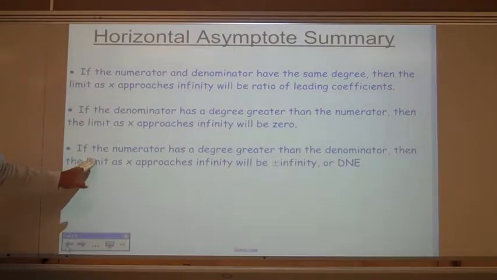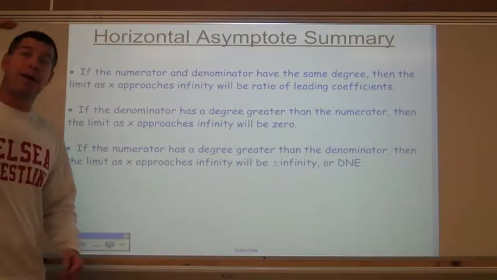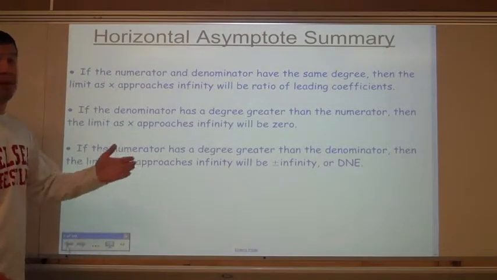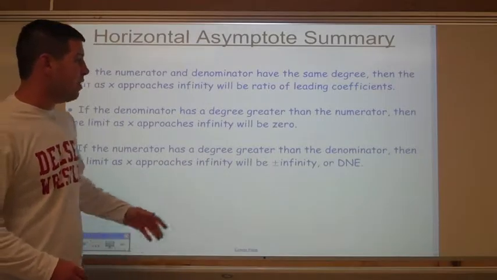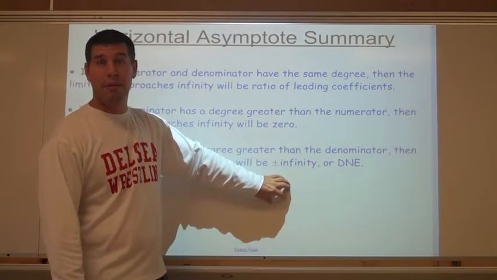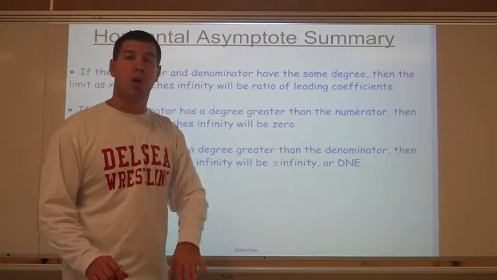If the numerator has a degree greater than the denominator, now the numerator has a higher power, then the limit as x approaches infinity will be plus or minus infinity. Some books will tell you that the limit does not exist. I would prefer you write it as positive infinity or negative infinity, depending on which way, if it's going up or it's going down.